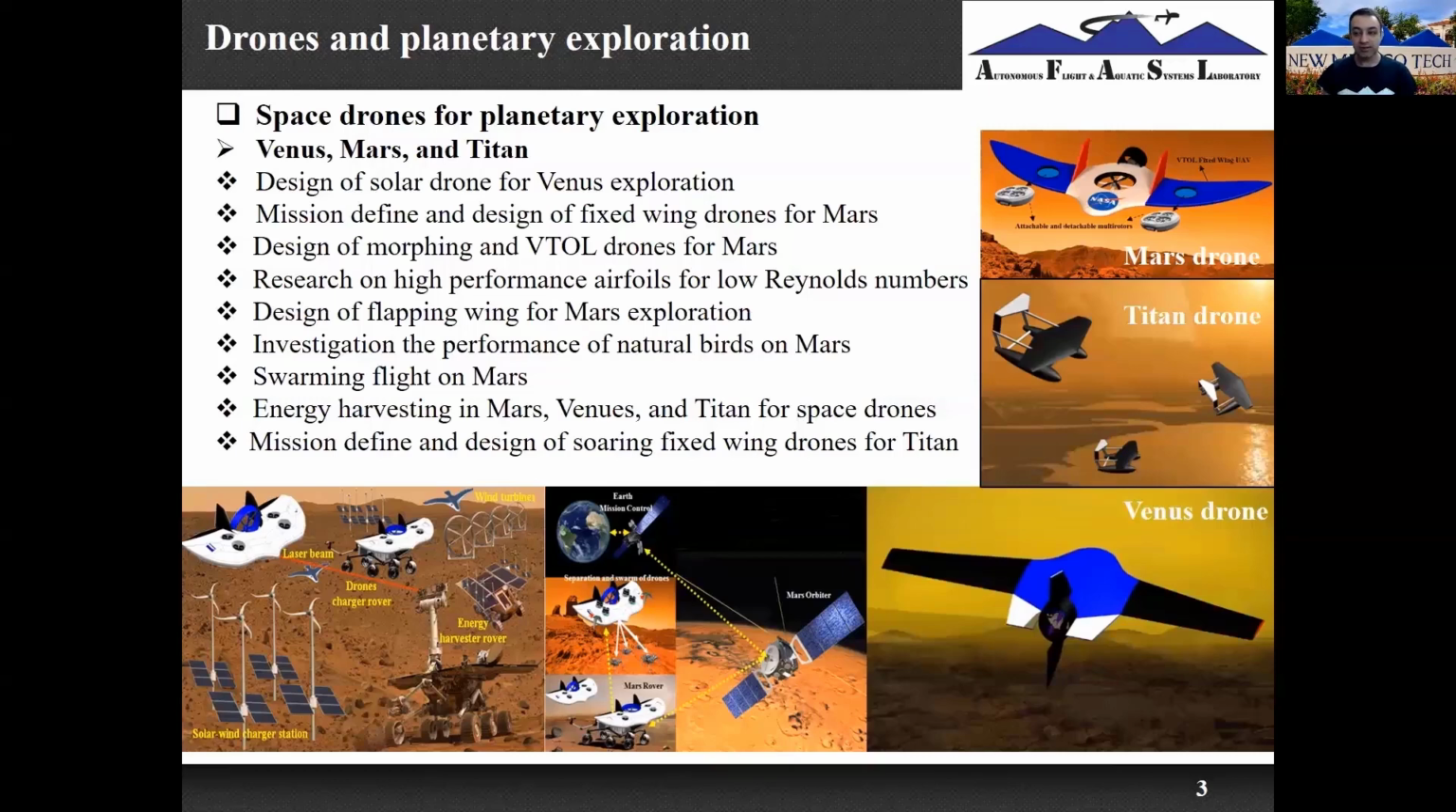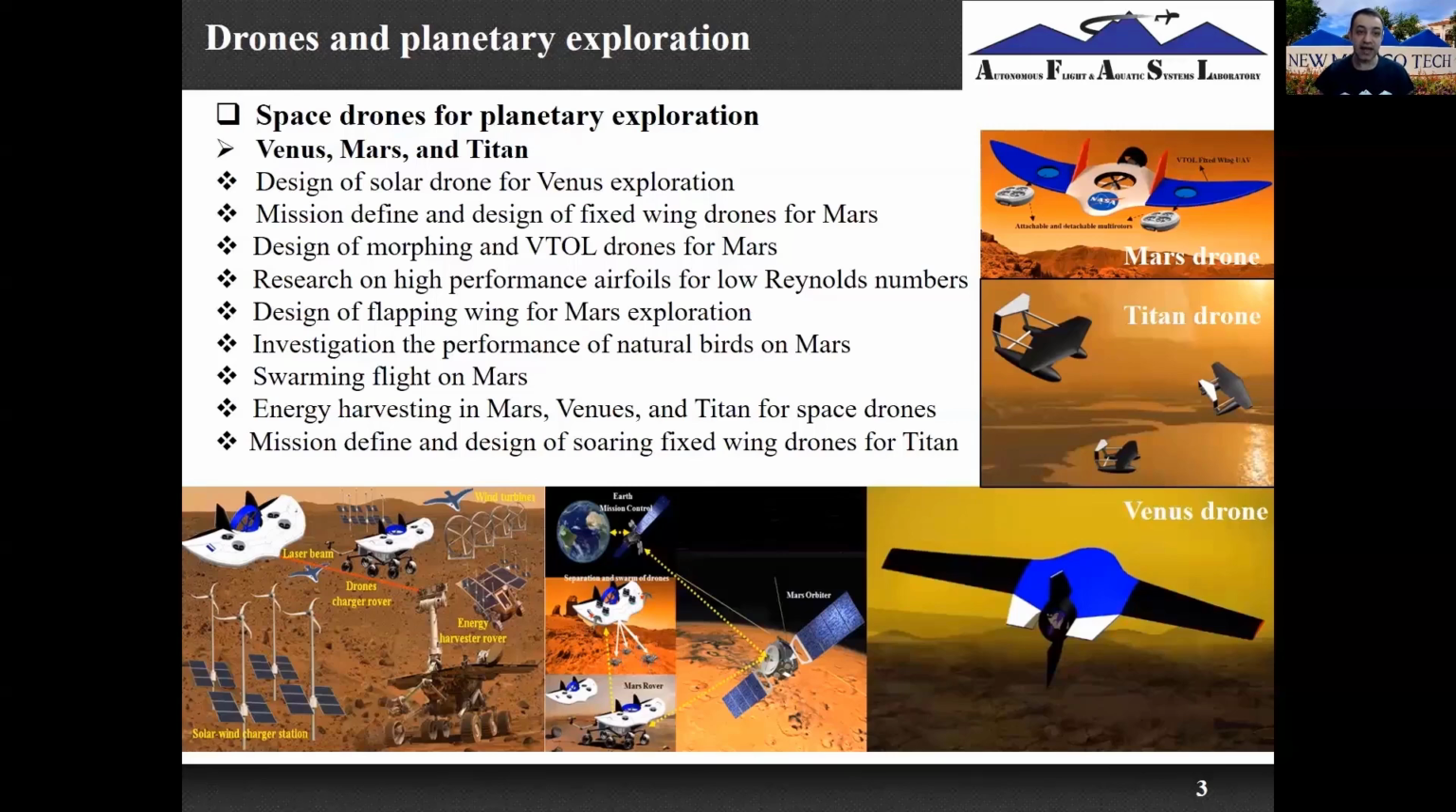What we are thinking here at New Mexico Tech is that Titan is the moon of Saturn, and we know it has liquid methane, and that liquid methane can be a source of energy. So we want to design a drone which can fly on Titan. It can land over the liquid methane and harvest this liquid methane as the source of its energy.